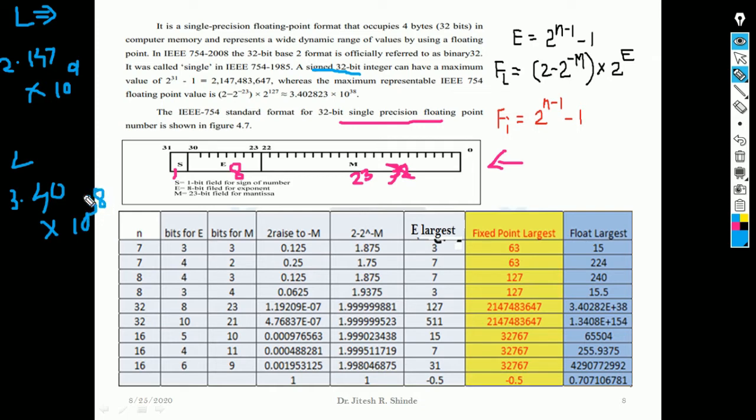So here, for the signed 32-bit integer representation in the fixed point representation scheme, the largest value is 2.147 times 10 to the power 9. The number of wires required to represent an n equal to 32-bit number in the fixed point representation scheme is 32. In the floating point 32-bit scheme IEEE 754, the largest value we are getting is 3.4 times 10 to the power 38. The largest value in floating point is more than 3 times larger than this value. The number of wires here is also 32.